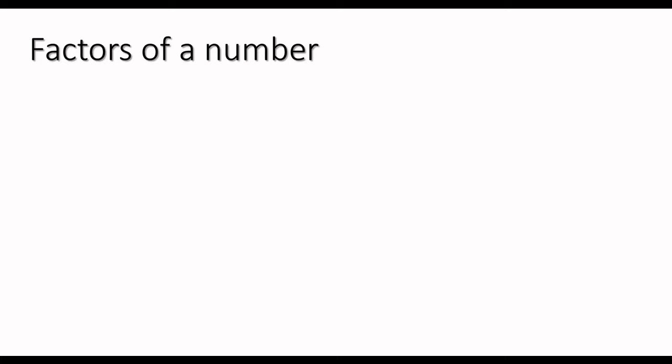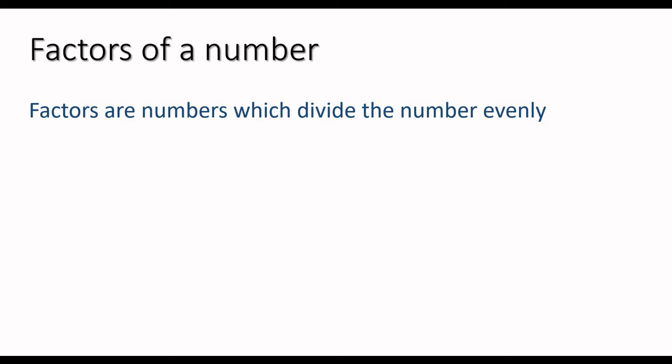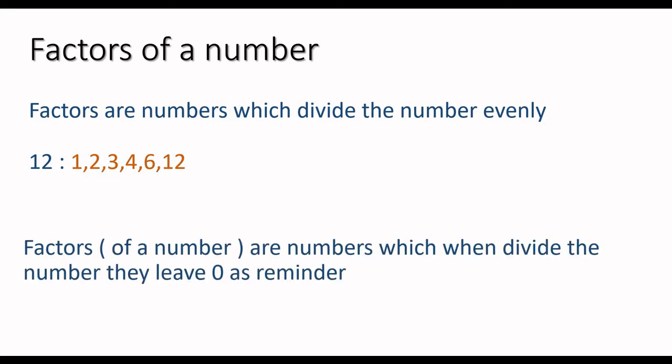Hi friends, what are the factors of a number? Factors are numbers which divide the number evenly. Let's take one example of 12. 1, 2, 3, 4, 6 and 12 are the factors of this. Now factors of a number are numbers which, when they divide the number, leave 0 as remainder.